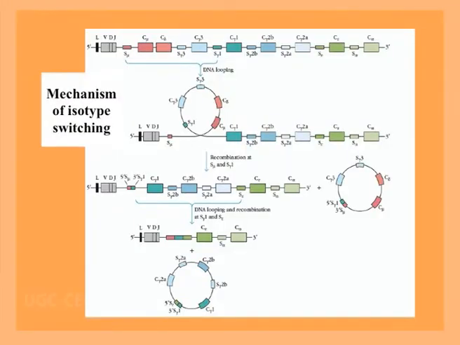The switch recombinase recognizes the switch regions, binds to them and brings two switch regions in close proximity. Then with the help of other enzymes, they carry out recombination. Thus, a new rearranged gene is produced where along with the VDJ gene segment, any one of the constant region gene segments is present, and when it is translated, that specific isotype will be produced.